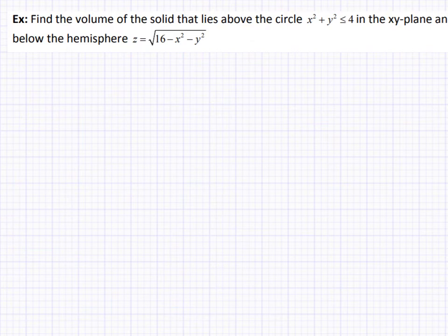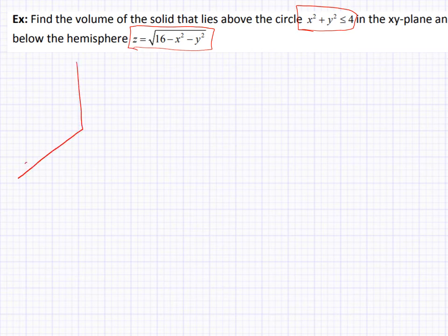In those past two examples, we were just asked to integrate the function over the region in polar coordinates. It didn't ask you anything about volumes. You didn't have to worry about how the function looked relative to the xy plane, anything like that. In this case, we're trying to find the volume. So we want to find the volume of the solid that lies above the circle in the xy plane. So this is your circle. It's a radius 2 circle. And below the hemisphere, this is a sphere, but the upper hemisphere of a radius 4 sphere.